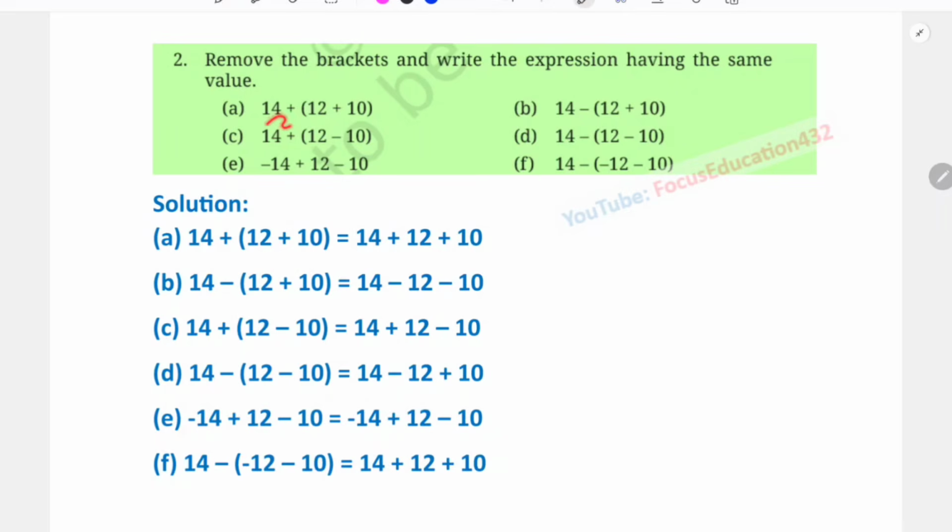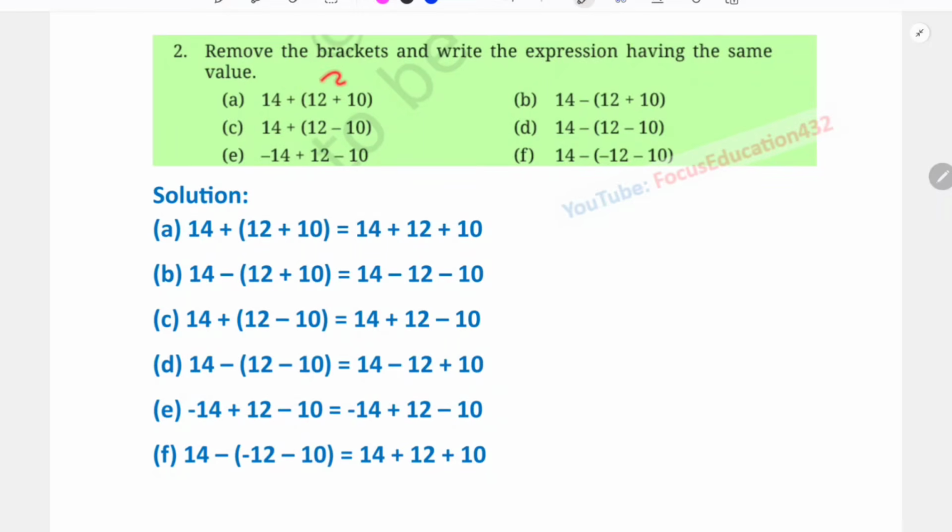Let's see, what is given here in the expression? 14 plus, then bracket 12 plus 10. Outside the bracket, if it is plus, it means no change in the signs when we remove the bracket. So 14 plus of 12 plus 10 becomes 14 plus 12 plus 10.